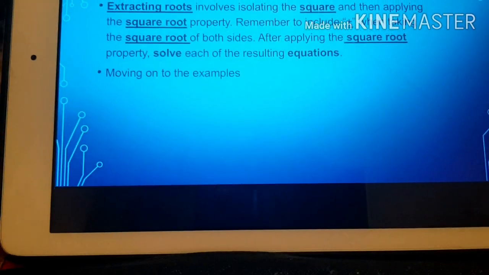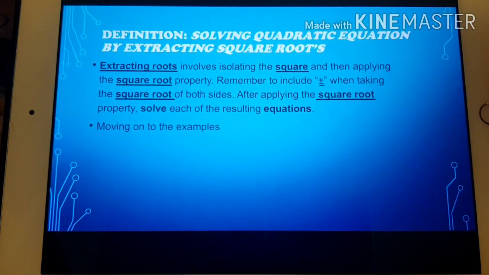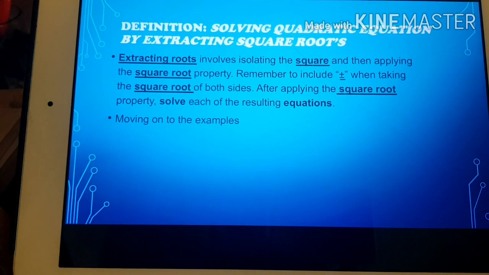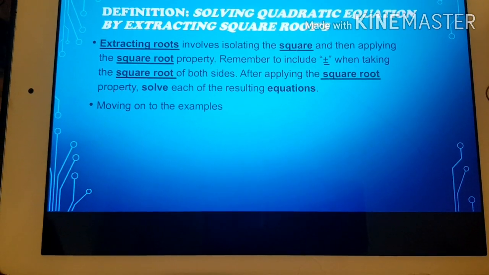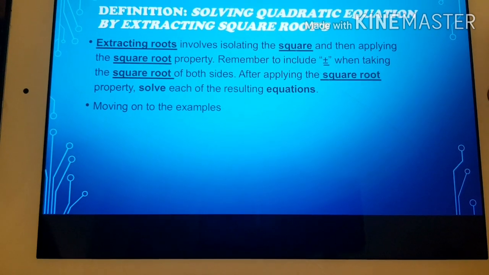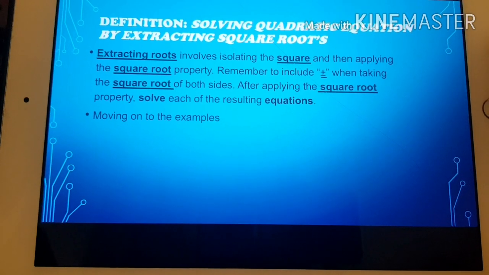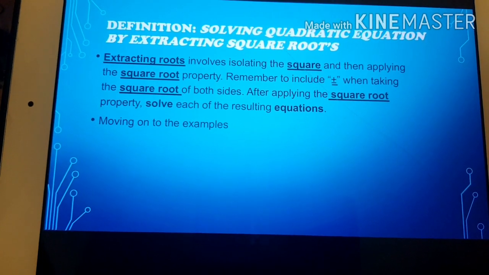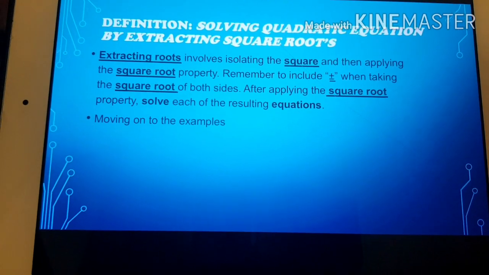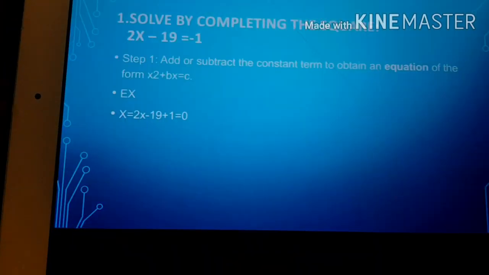I'll explain it in Tagalog in case you don't understand. When you do extracting roots, you need to remember the numbers and you need to have a sign. For example, positive, negative. If you forget those symbols, you might make a mistake. Okay, we're moving on to the examples.